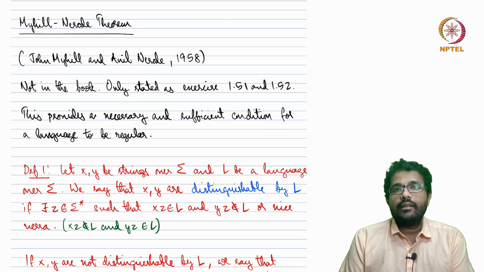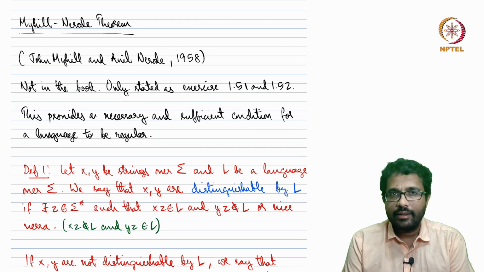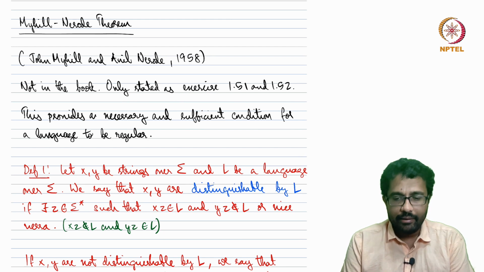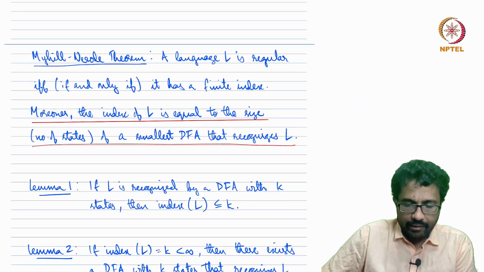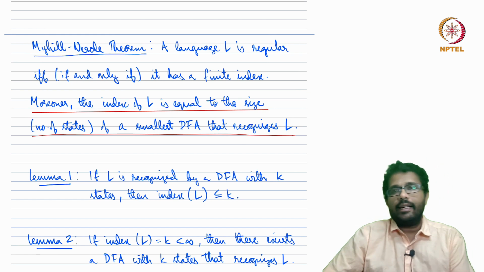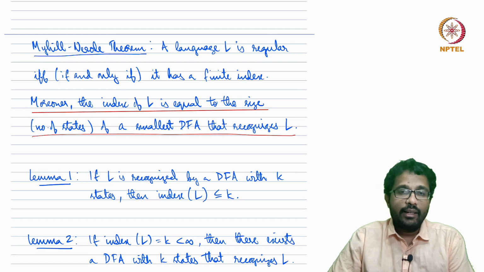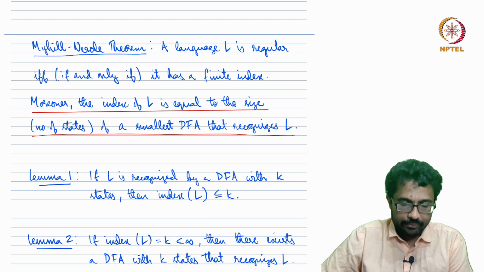In lecture 14, we stated the Myhill-Nerode Theorem, which was a necessary and sufficient condition to show that languages are regular. We set up definitions and then we stated the theorem. The theorem states that a language L is regular if and only if it has a finite index, and this index is also the size of the smallest DFA that recognizes that language, if it is finite, of course.